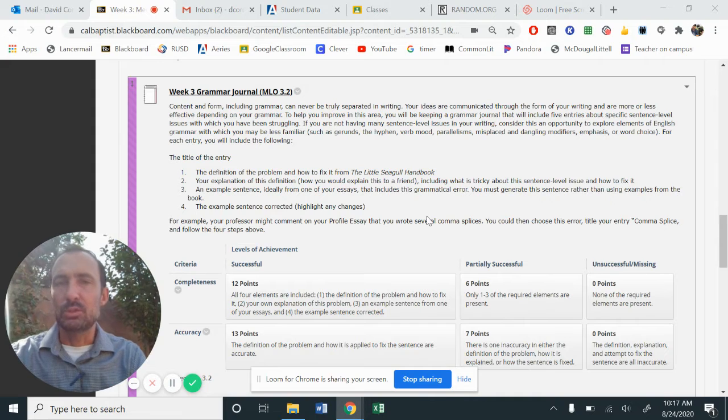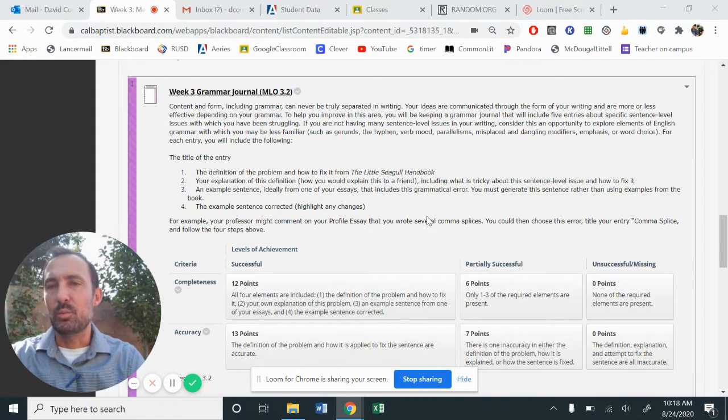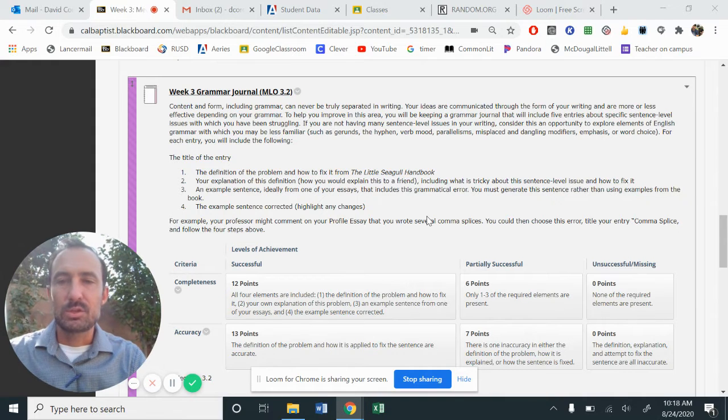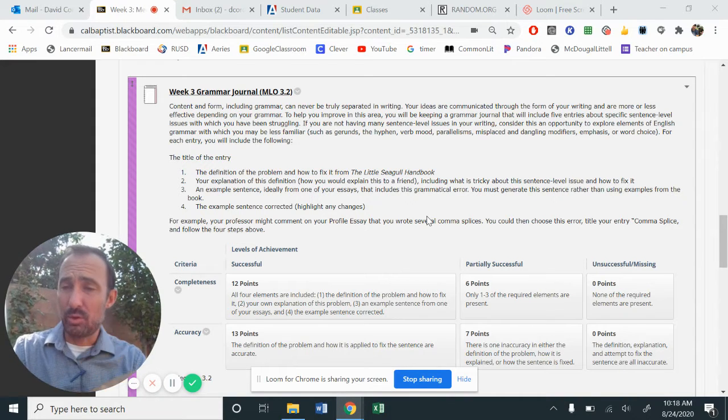Content and form, including grammar, cannot be truly separated in writing. Your ideas are communicated through the form of the writing and are more or less effective dependent upon your grammar. So to help you improve, keeping a grammar journal will include 5 entries about specific sentence level issues in which you have been struggling. So this right here is almost for you to evaluate how you are doing on writing.